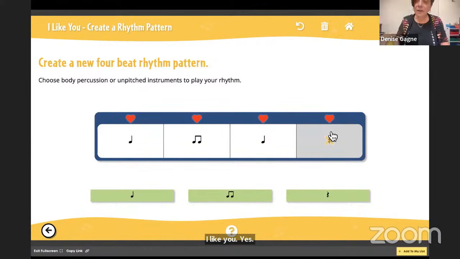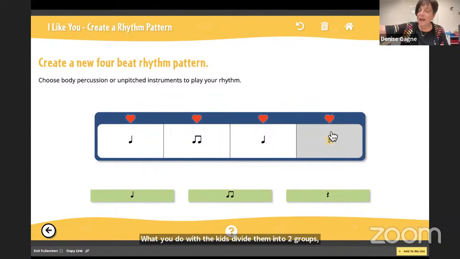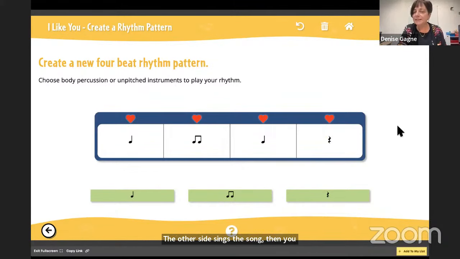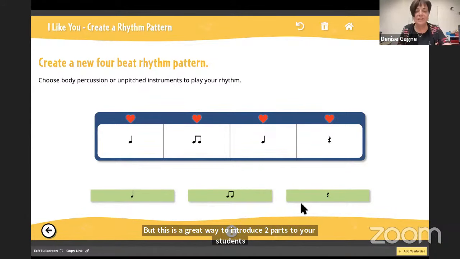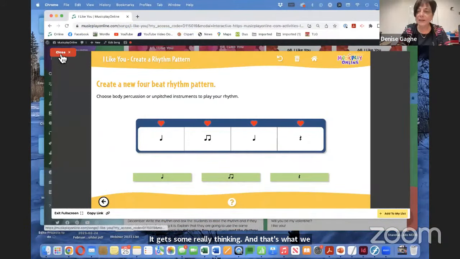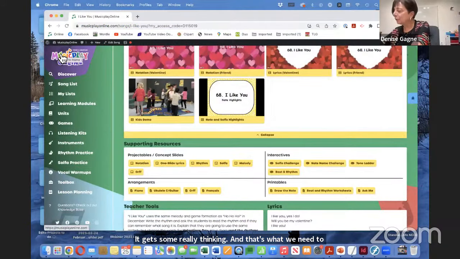I like you. Now doing that by myself is a little challenging even for me, a teacher. What you do with the kids, divide them into two groups, have one side do the ostinato pattern with instruments or with body percussion, whichever you choose. The other side sings the song. Then you switch and you give them both a chance to do it. But this is a great way to introduce two parts to your students. It gets them really thinking, and that's what we need to do in this world. We need to get our kids thinking, and thinking preferably out of the box.